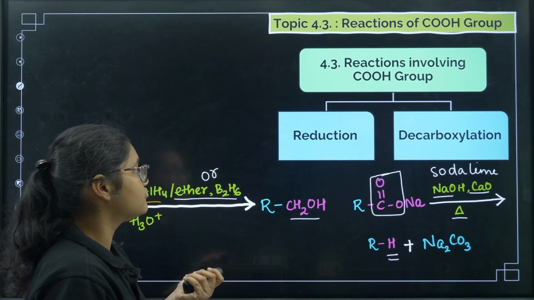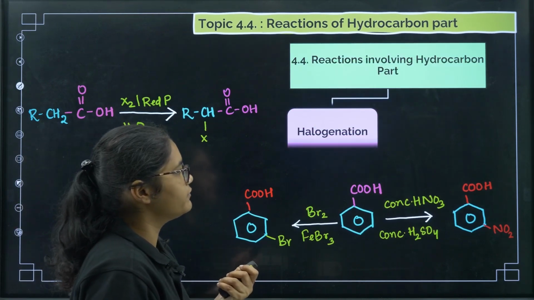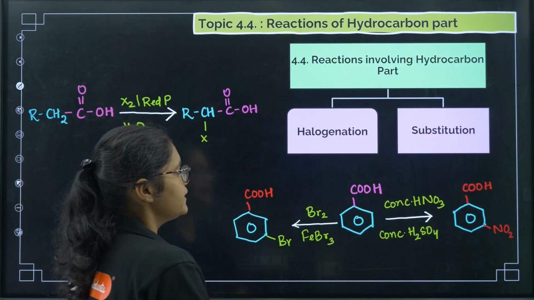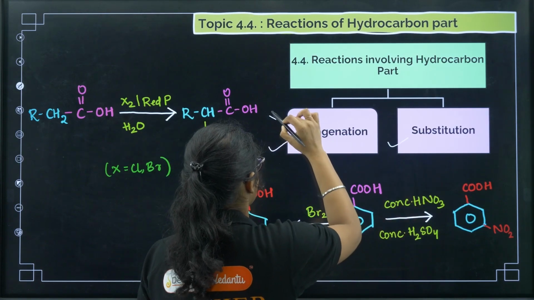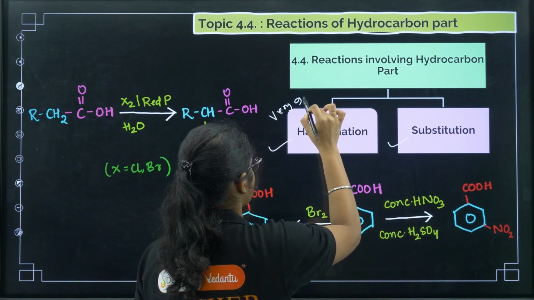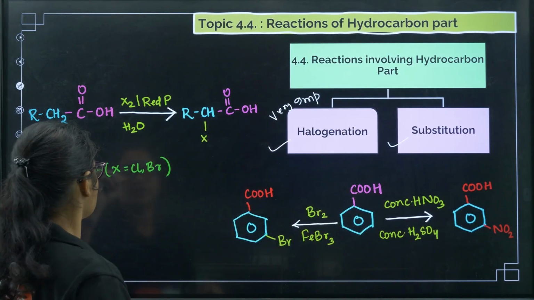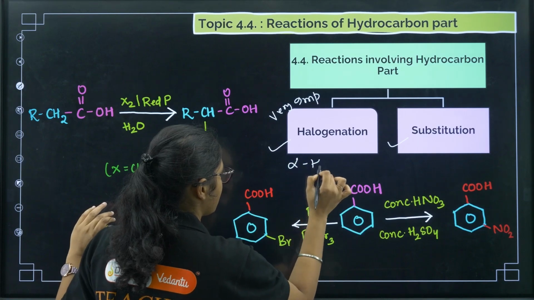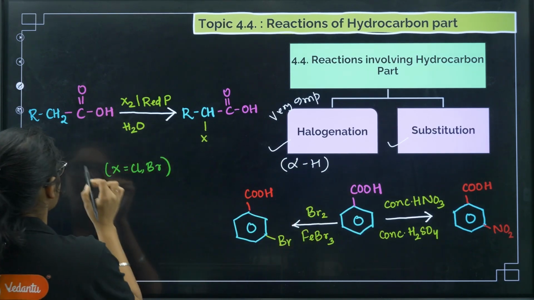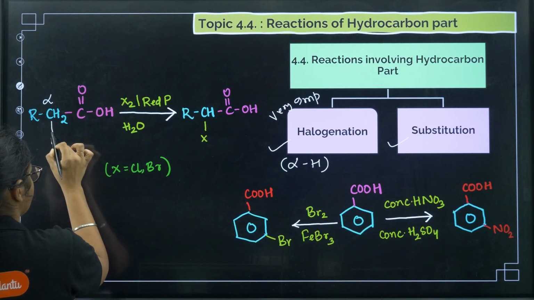And the next, fourth category of reaction is your reactions involving the hydrocarbon part. So here we have two reactions, halogenation and substitution. This is a very, very important reaction, halogenation. The first condition for this halogenation is the presence of alpha hydrogen. If you see, this is the alpha carbon and this hydrogen is your alpha hydrogen, right?